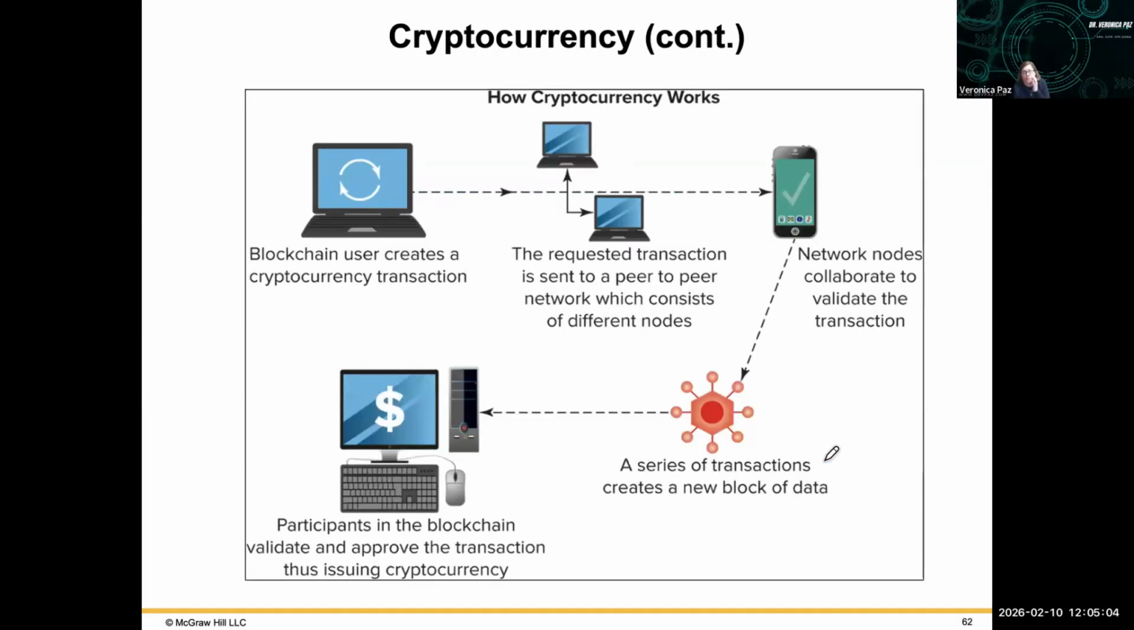And so this is how cryptocurrency gets started, right? We have a blockchain that uses the cryptocurrency transactions. Then we have a transaction from peer to peer. We get network nodes to collaborate and validate the transactions. Then we have a series of transactions that creates the blockchain. And then anybody that's participating can approve or issue the cryptocurrency.